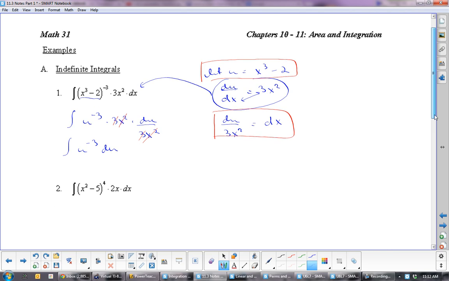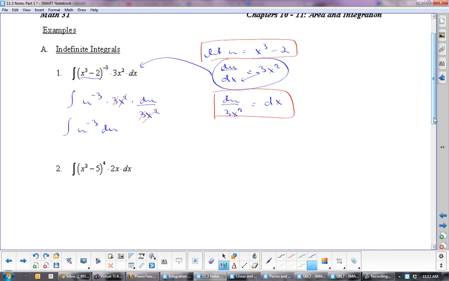Okay, now let's do the integral. This would be u to the negative 2 over negative 2 plus c, because du over du is 1, right? Now you just want to finish by getting rid of the u. What is u? It's x cubed minus 2. So this would be negative 1/2 times x cubed minus 2 to the negative 2, plus c.